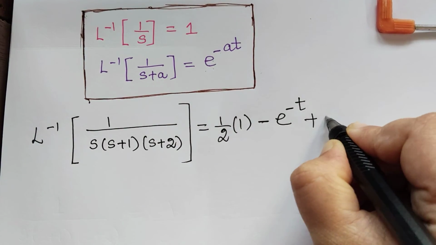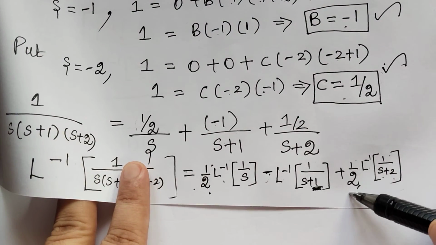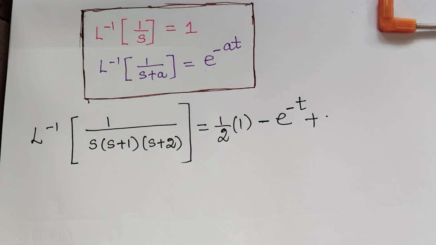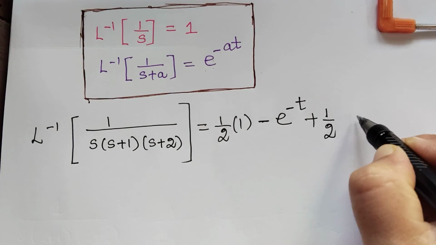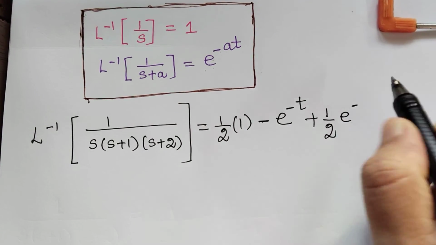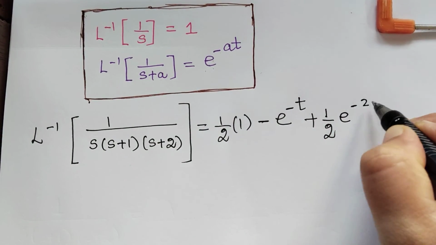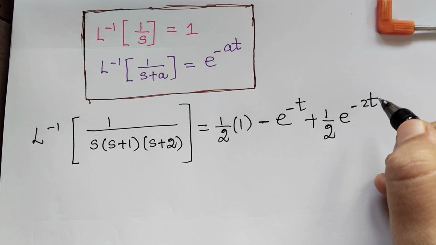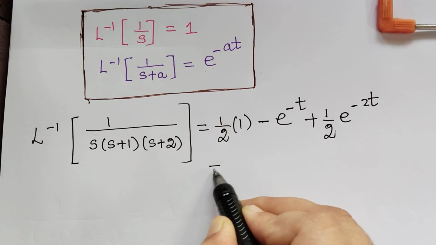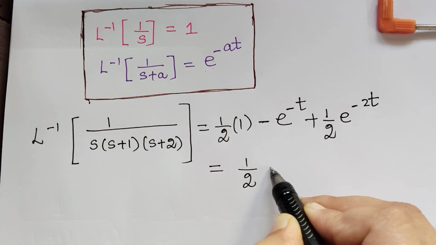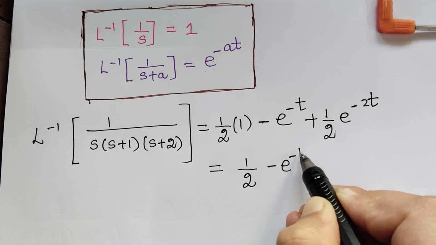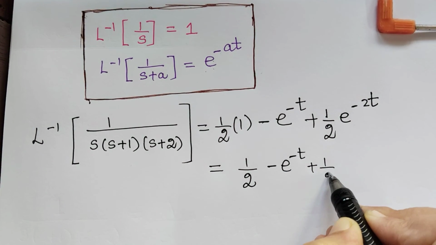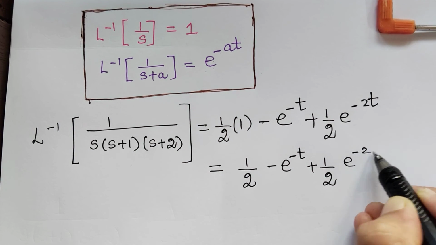So plus, we have a 1 by 2 constant over here. So this 1 by 2 we will write, and then 1 by 2 e to the power minus 2t, because now we have the value of a as 2. So therefore the final answer is 1 by 2 minus e to the power minus t plus 1 by 2 e to the power minus 2t.